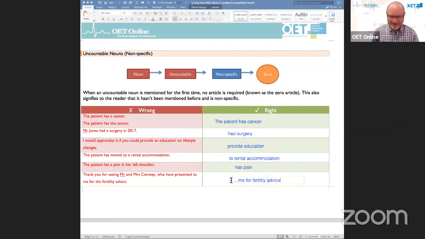Because advice is uncountable. That's the uncountable noun. And because you're mentioning it for the first time, we don't need to say the fertility advice. We're going to use the 0 article because we haven't mentioned it before.